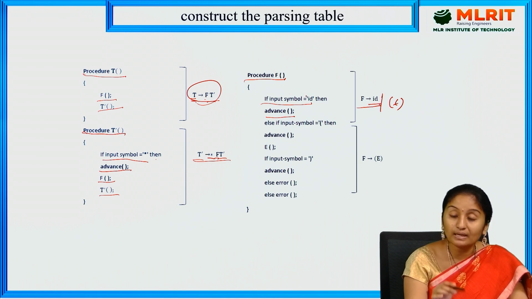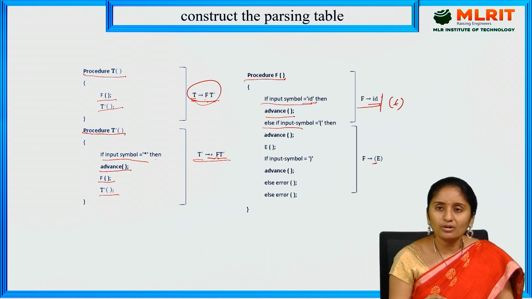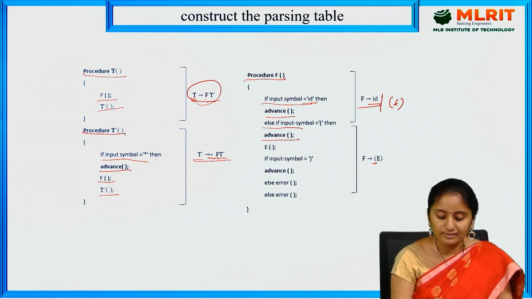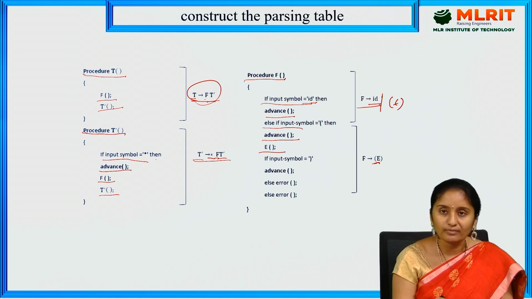Else, if the given input string is not matching this ID, then what are we going to do? Else, if input symbol is equal to open bracket. These are all terminals, open bracket, then advance. Next, I have E, which is a non-terminal, so we are going to call that function. Next I have closed bracket. If input symbol is equal to closed bracket, then advance. If this condition is not true, then it is going to generate the error.